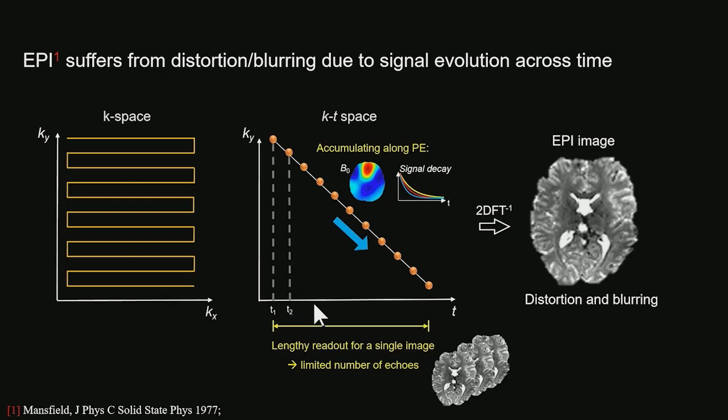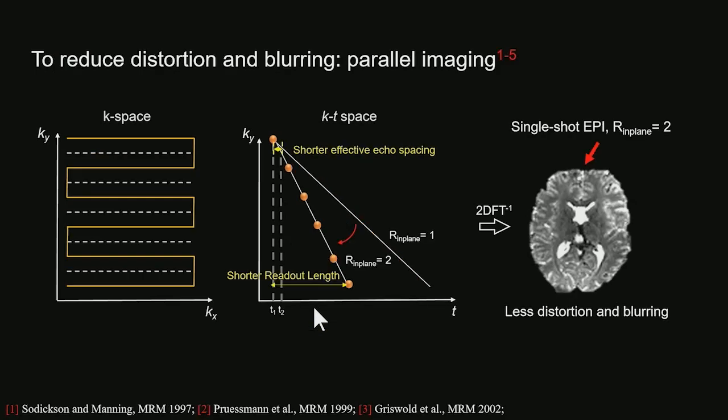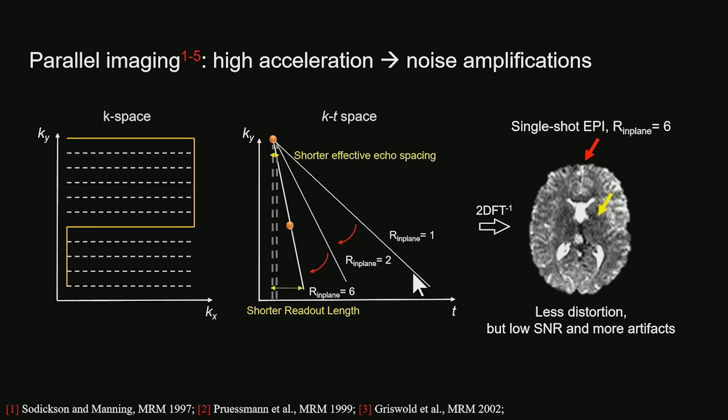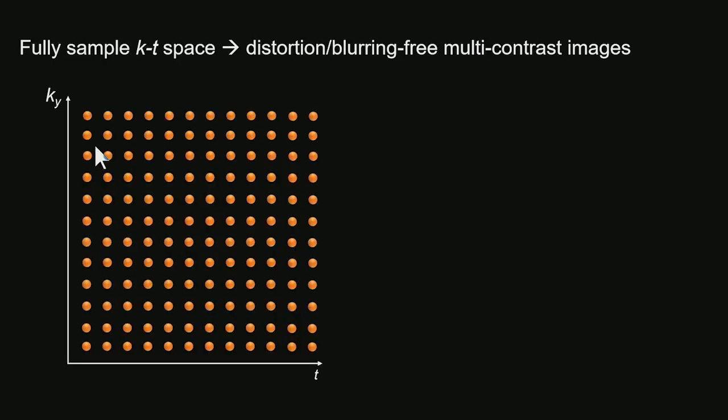after each excitation. Common approaches to reduce distortion and blurring, such as parallel imaging, reduce the readout length, and therefore reduce the accumulated B0 phase or signal decay. To further reduce the distortion and blurring, you can use a higher acceleration, but that usually comes at the cost of lower SNR, due to noise amplification from higher acceleration, or shorter readout length and less thermal noise averaging, and potentially more artifacts. So ideally, we'd like to sample this fully sampled KYT space so we can take out the phase encoding lines that are acquired at the same time, without B0 phase and signal decay accumulation.